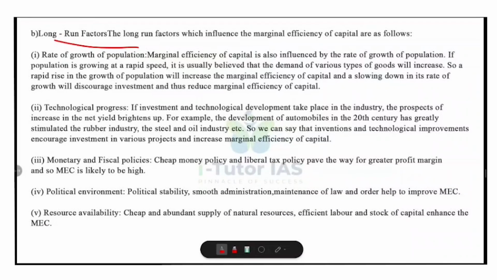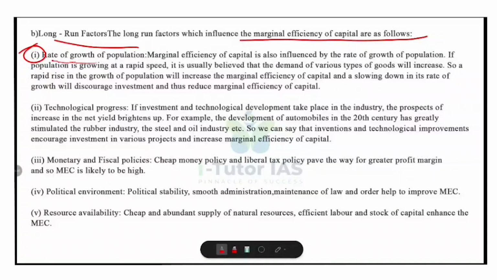Okay, in the long run, investment decisions depend mainly on broad and permanent factors such as population growth, technology, government policy and political stability. These factors shape the overall profitability of capital over time. So let's look at it one by one. What are those factors which are affecting this marginal efficiency of capital?